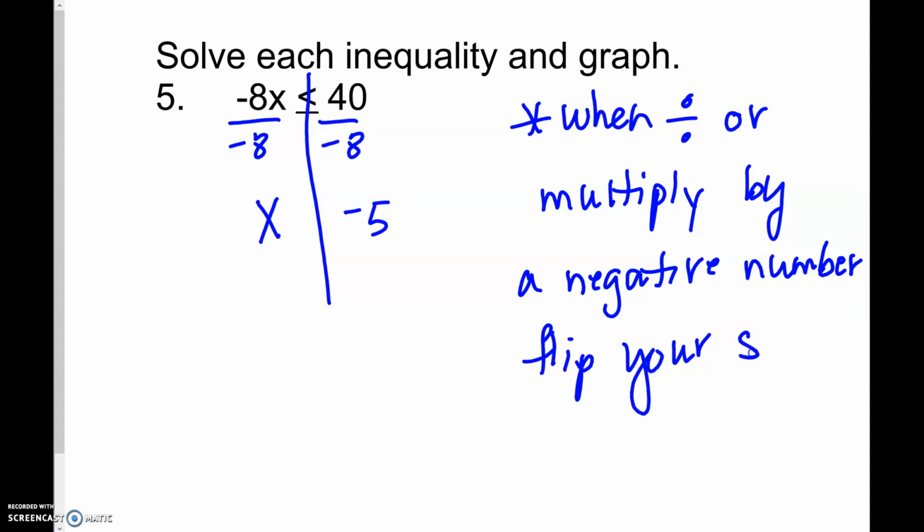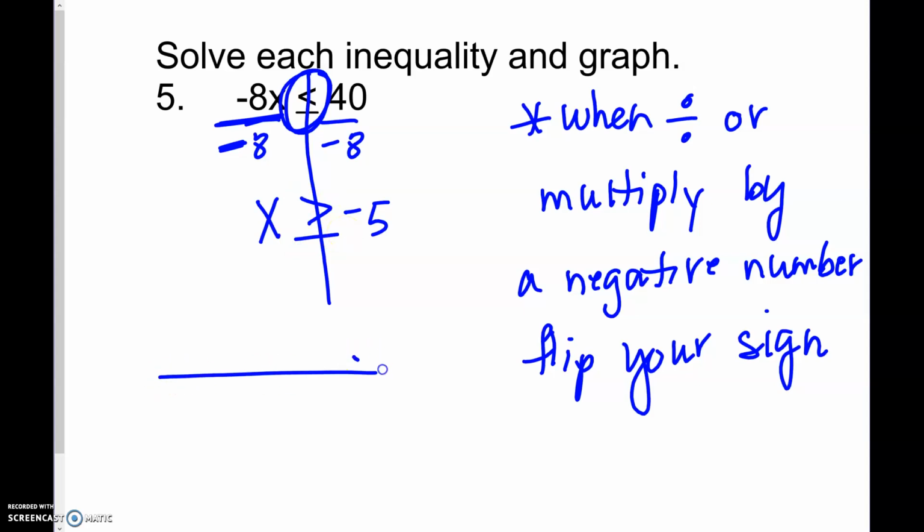So this is a huge rule, okay? When you divide or multiply by a negative number, not adding, not subtracting, not when you get a negative answer, only when your action is to divide or multiply by a negative, then you're going to flip your sign. So we divided by a -8, so we need to flip this sign. So it becomes greater than or equal to.